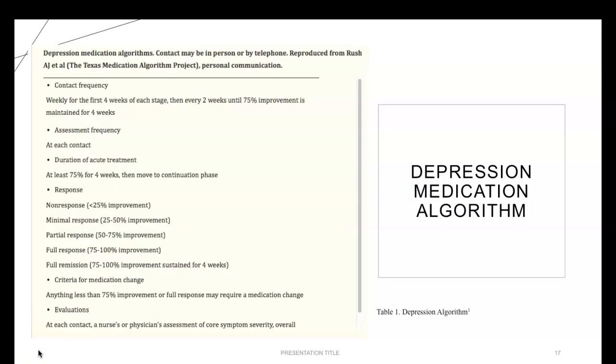Furthermore, the depression medication algorithm is quite important in following up the treatment process of the patient. This includes the contact frequency, the medication assessment frequency, the response of the patient to medication administration, the criteria for medication change if there is a need to change one, as well as the evaluation of the overall health of the patient.